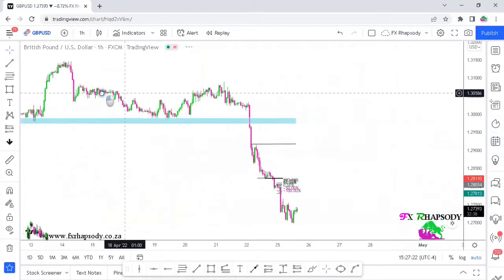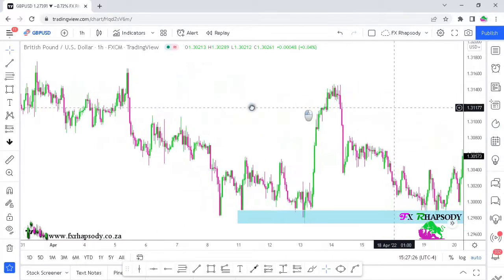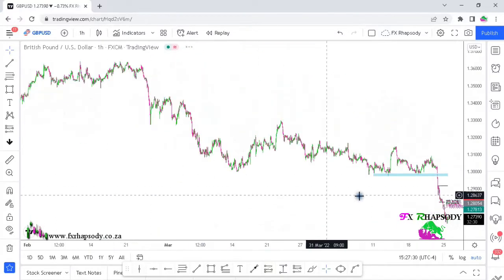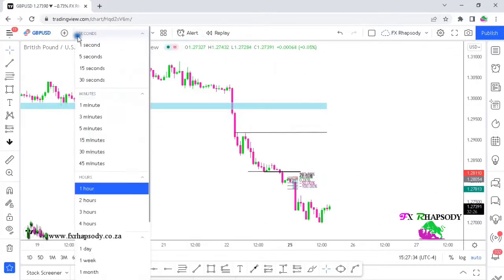Let's just have a look. That was my previous analysis. Okay, so that was a previous low. I was just checking to see if there's any other liquidity that price is hunting. So for me, that's perfect.